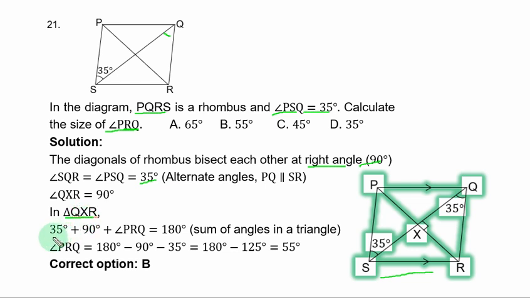If you add the three angles in that triangle, the sum is 180 degrees. You make angle PRQ the subject. You have to transfer these two angles to the right hand side and you have it in this form. By the time you subtract, angle PRQ is 55 degrees. B is the correct option.